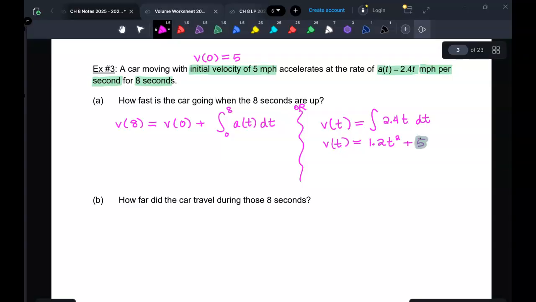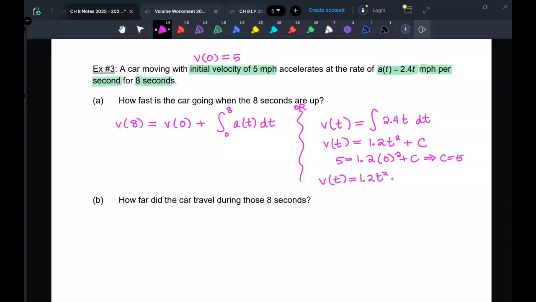So here, let me put plus c in first and then just explain. If v of 0 equals 5, then we plug that in and we get c is 5. So the velocity is 1.2 t squared plus 5.